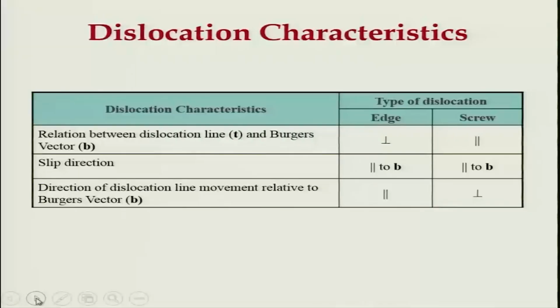So, just to summarize now, the dislocation characteristics. For edge dislocation, the Burgers vector is perpendicular to the dislocation line. The slip direction is parallel to the Burgers vector, and the dislocation line moves parallel to the Burgers vector. For screw dislocation, the Burgers vector is parallel to the line, and the slip direction is parallel to the Burgers vector. Slip direction is parallel to the Burgers vector in both cases, whereas the dislocation line moves perpendicular to the Burgers vector in case of screw dislocations.